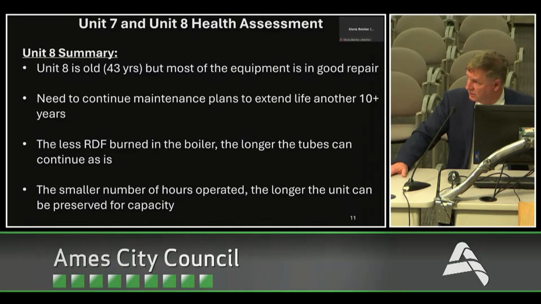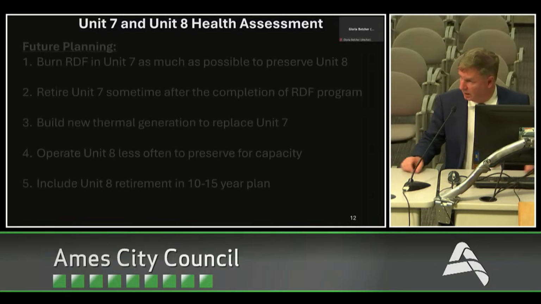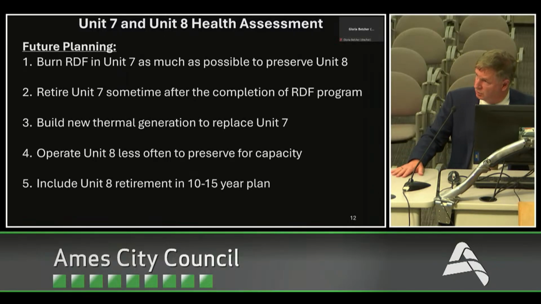We're going to need to continue the maintenance plans to extend the life another 10 plus years. The less refuse-derived fuel we burn in the boiler, the longer these tubes will last. So it's important. Then the smaller number of hours operated, the longer the unit can preserve that capacity. And remember, Unit 8 was valued, if you will, at $4 million just this summer. So what does that mean for us right now in the near term?